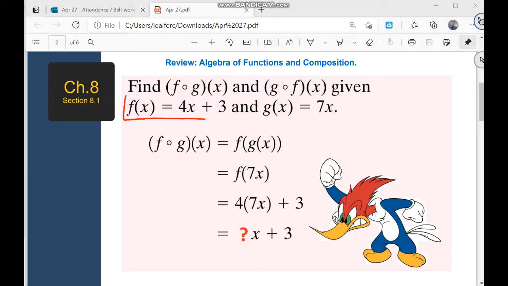Let's say you have function F of X equals 4x plus 3, and the function G of X equals 7x, right? F compose G of X equals F of G of X. That means you're going to plug in G of X into the function F of X. Instead of X, you will use the function G of X, which is 7x. So F of 7x. Instead of X, you will plug in 7x. So this is equal to 4 times 7x plus 3.